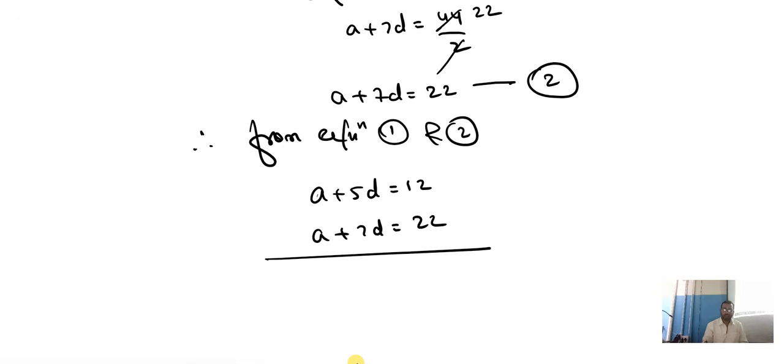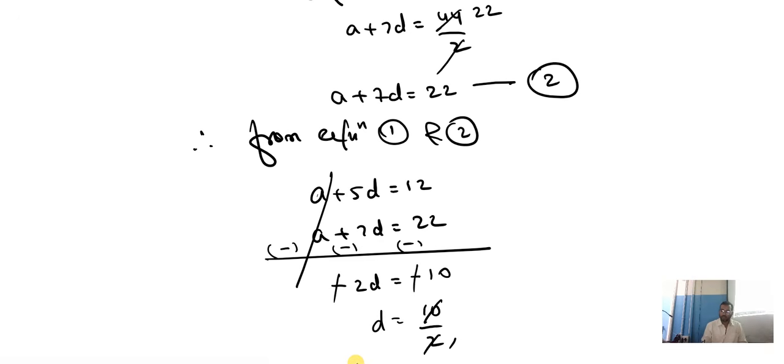Elimination. Yes, sir. See A, so we can change the sign. Plus A minus A, cancel. 5 minus 7, minus 2D. 12 minus 22, minus 10. 22 minus 12 is 10. Minus minus cancel. D is equal to 10 by 2. 2 fives are 10. So therefore the value of D is 5.